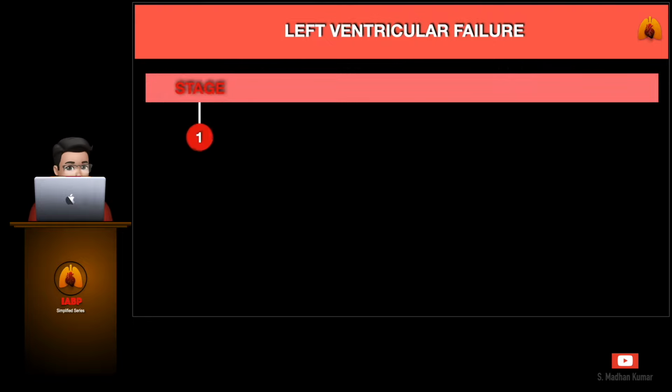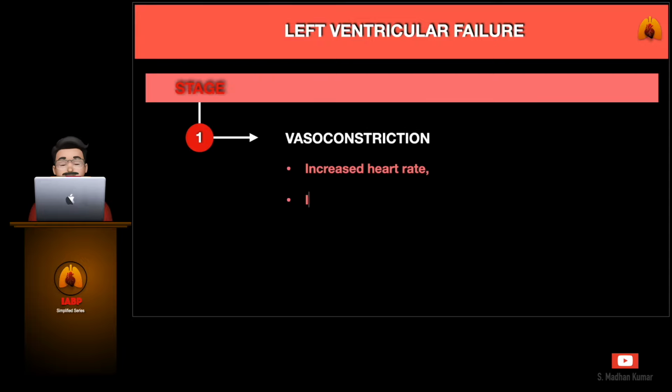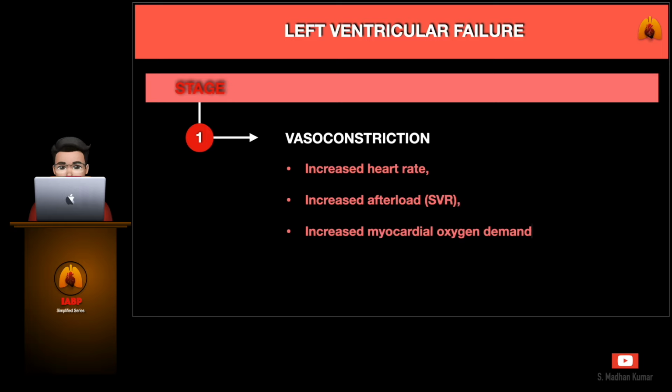Stage 1 is manifested as vasoconstriction leading to decreased pumping efficiency, increased LV volume and pressure. These physiological events activate baroreceptors leading to increased heart rate, increased afterload or SVR, increased myocardial oxygen demand and ultimately an increase in preload, LVEDP.